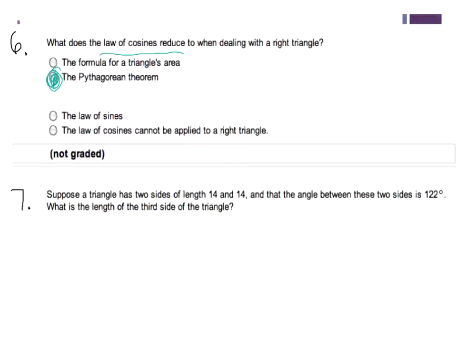Number 7, it doesn't give us a picture, but that doesn't mean we cannot create our own. So it says, suppose a triangle has 2 sides of length 14 and 14, and that the angle between those 2 sides is 122 degrees. What's the length of the third side? Let's draw it. May not be a perfect representation, but at least we get a visual going on.